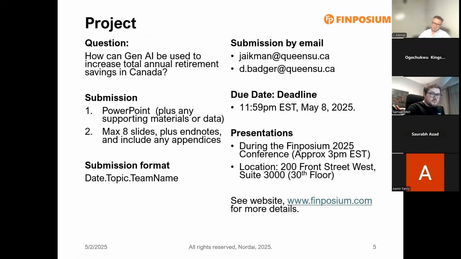The project, this is what you're going to do. Total annual retirement savings in Canada. And then you're going to do a PowerPoint. In the PowerPoint, you can have supporting materials, data. If you're making empirical claims, meaning a fact in the world, try to find a source for it. You can have endnotes at the end of your PowerPoint. If you say that there are 7.3 million people that do not save for retirement, where did you get that number? It's always a good question to ask.